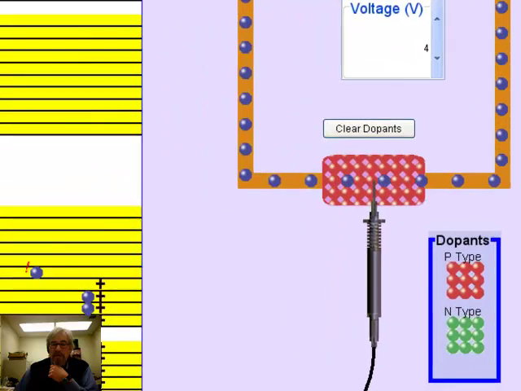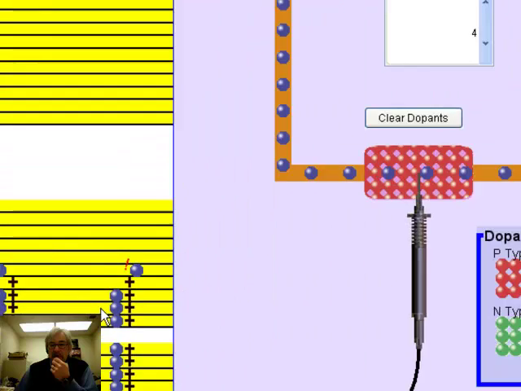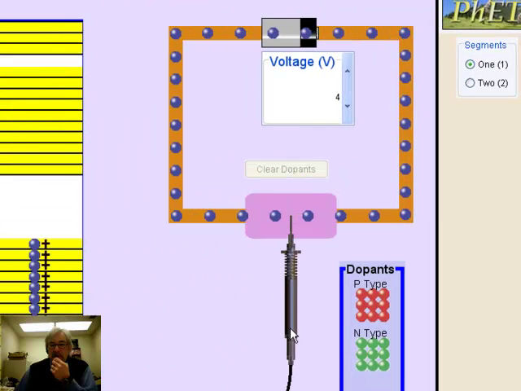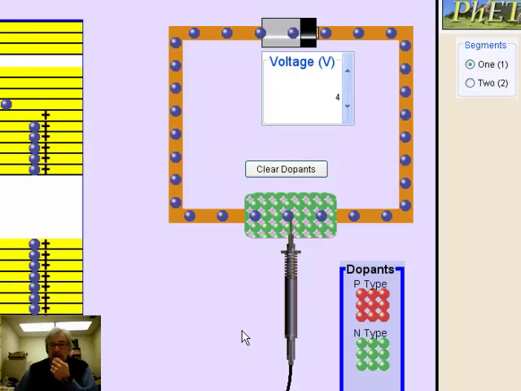If I look at the energy level diagram, what's happening is the P-type semiconductor leaves holes. You can see the holes are right there and right there. And electrons are attracted to those holes, and they just move right through the crystal, and current is conducted. I'm going to clear that out. Now I'm going to put an N-type semiconductor in there. Again, we see that there's current flow.